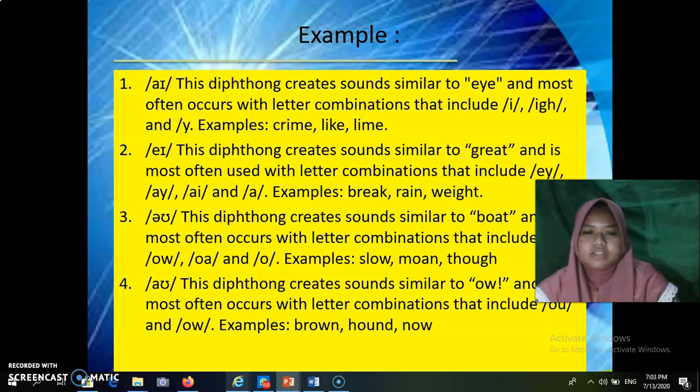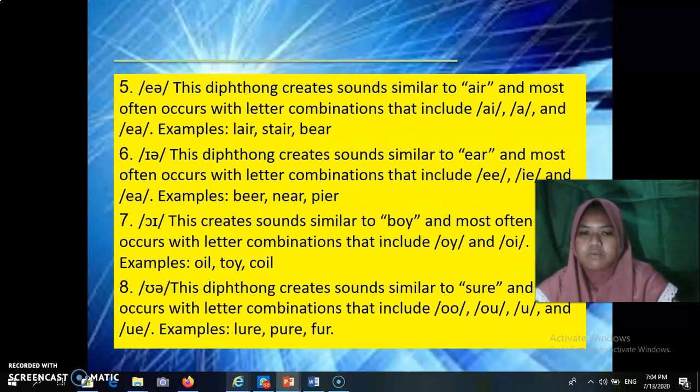Number 3. These diphthongs create sounds similar to both, and most often occur with letter combinations that include O and OW. Examples: slow, moon, thaw. Number 4. These diphthongs create sounds similar to OW, and most often occur with letter combinations that include OU and OW. Examples: brown, hound, now.